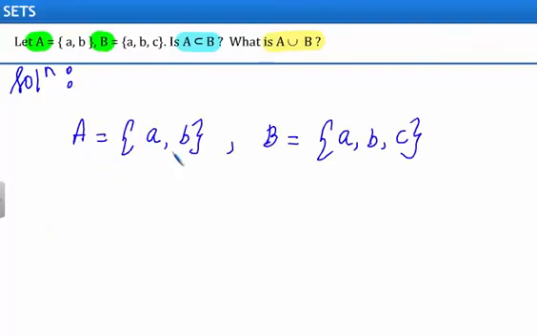Consider the sets given. Set A is equal to A, B and set B is equal to A, B, C. Here we can see that all the elements of set A are in set B.